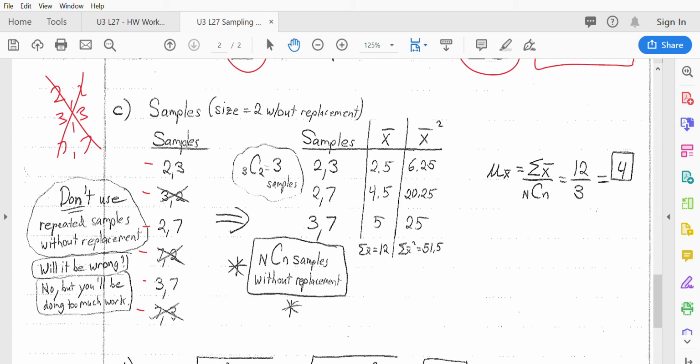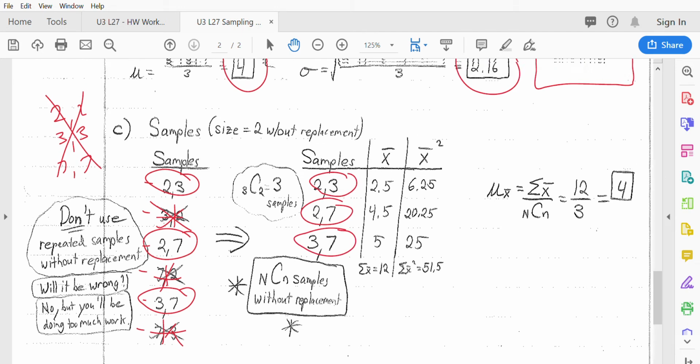What does that mean on the left when I say don't use repeated samples without replacement? It means if I've drawn a 2 and then a 3, I don't have to draw a 3 and a 2. If I've drawn a 2 and a 7, I don't have to draw a 7 and a 2. If I've drawn a 3 and a 7, I don't have to draw 7 and 3. You know, Mr. Colodi, is it going to be incorrect if I do 2 and 3 and then 3 and 2? It will not be incorrect. You will actually get the correct answer. You'll just be doing more work than you need to do. So, as it is, I only have 3 samples, 2 and 3, 2 and 7, and 3 and 7.